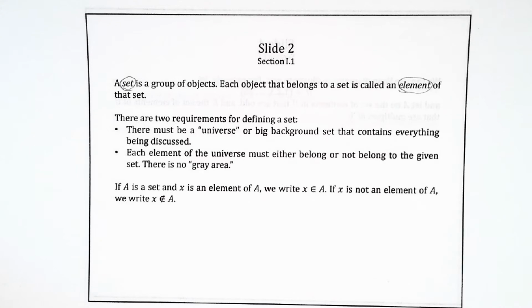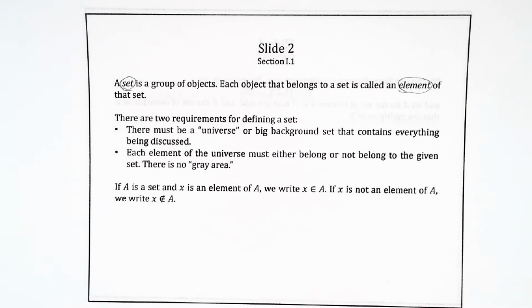When you define a set, two things are typically required. First, there has to be a universe, or a big background set, that contains everything under discussion. What kind of objects are you talking about? Are you talking about the numbers 1 through 100? Are you talking about all the numbers, or all the whole numbers, or all the fractions? Are you talking about all the people in the world, or all the people at our college, or what? Just what's the general background? And second, each element of that universe has to either belong or not belong to that set. There is no gray area.